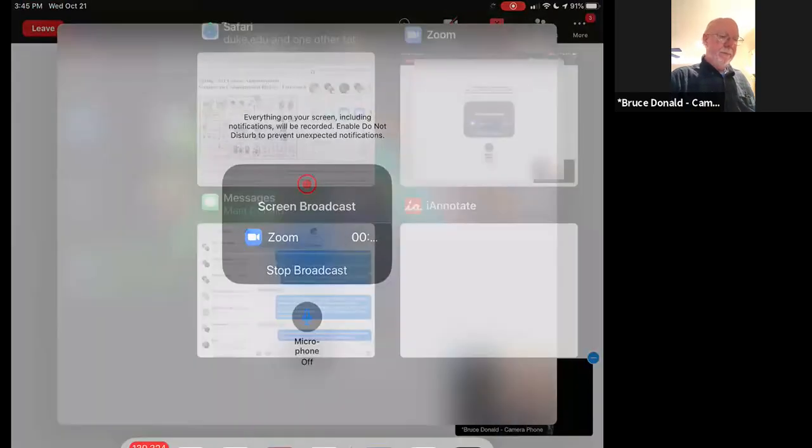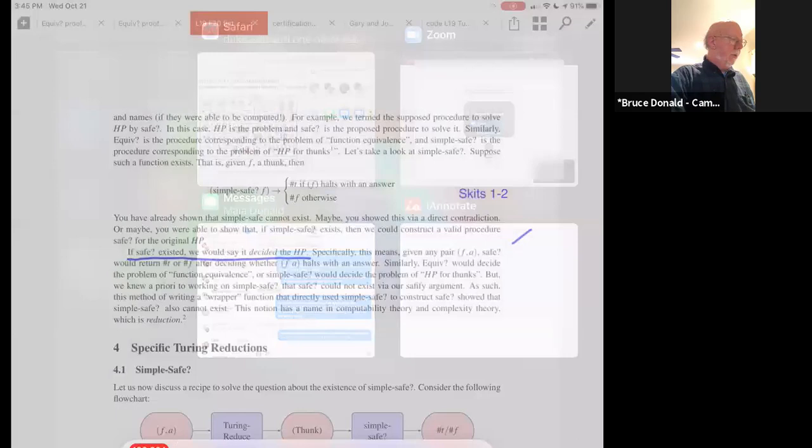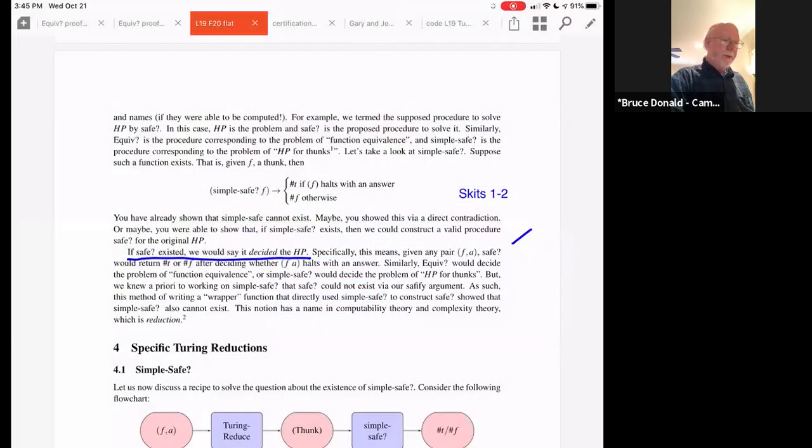All right, so let's try to go back to our screen here. Let's see. And look at our notes here. These notes are already on the web, so we should be able to go ahead. As always, let me know if you can't see something.